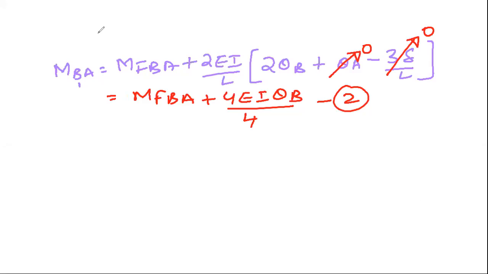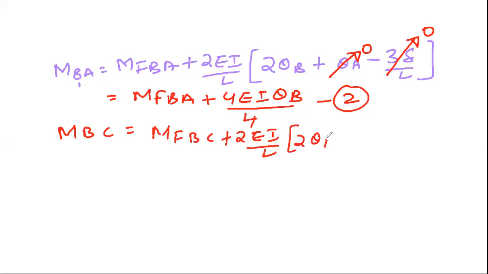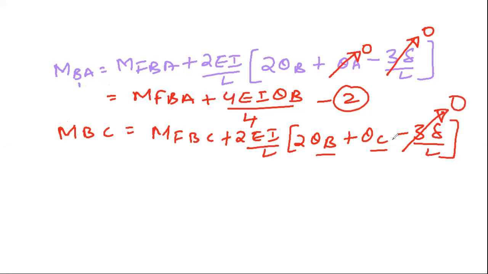So what is our second span? Our second span is MBC. In the MBC, again, if you take the formula, your MBC will become MFBC plus 2EI by L, 2 times of first subscript, that is 2 theta B, plus 1 time of second subscript, minus 3 delta by L. Again, 3 delta by L is 0, but theta B and theta C are unknowns. They are not zeros, because they are rigid supports. There will be deformation over there, there will be slopes over there.